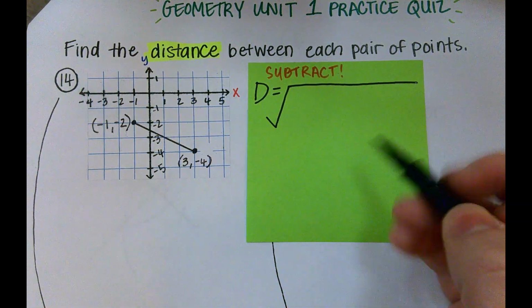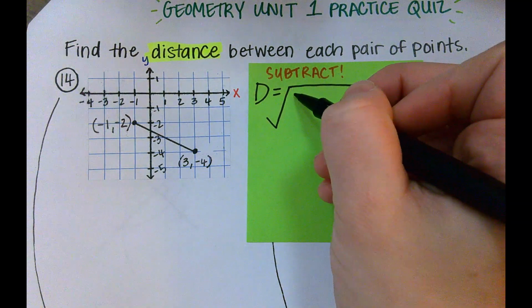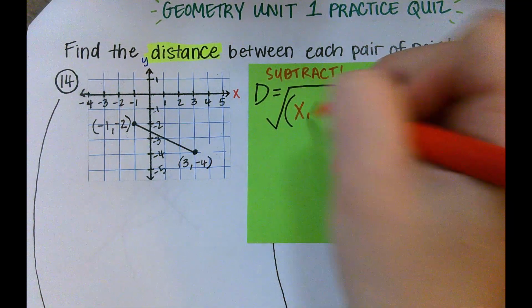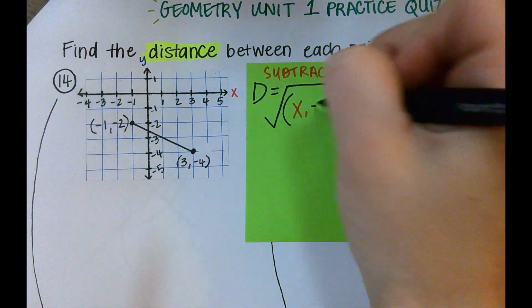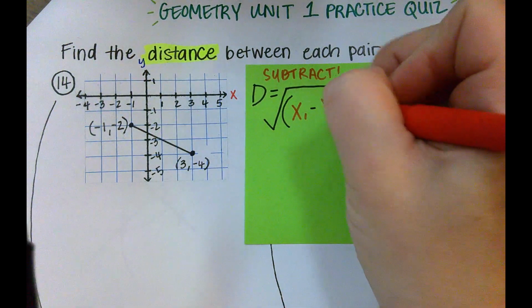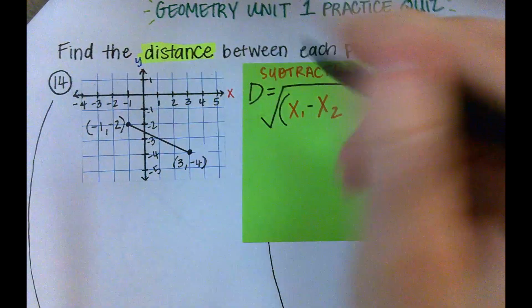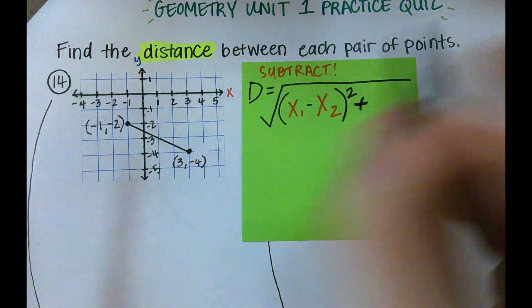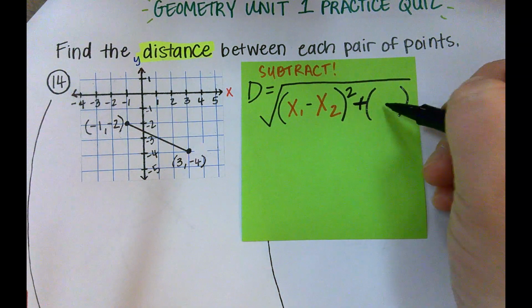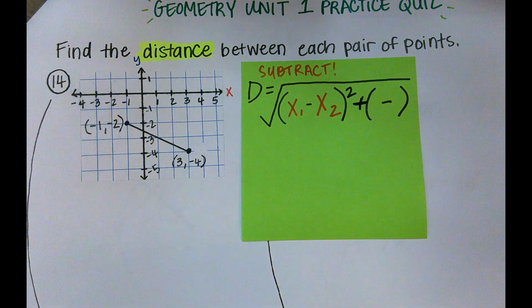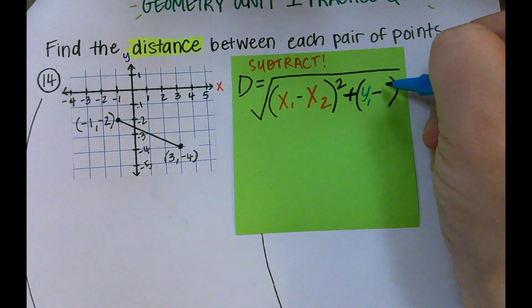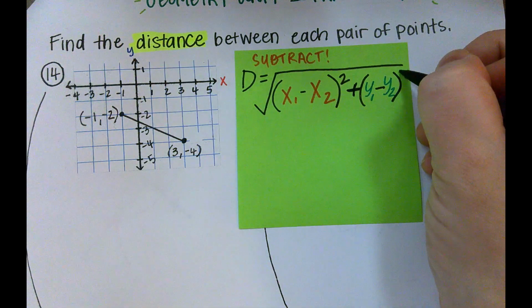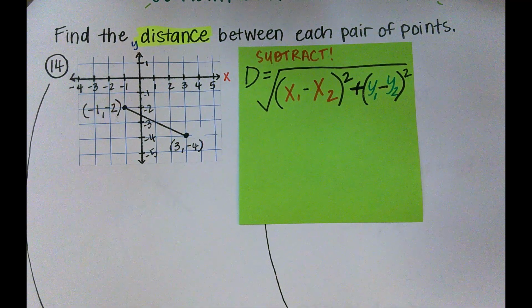And inside our square root, good, x1 minus x2 squared plus y1 minus y2 squared. Okay.